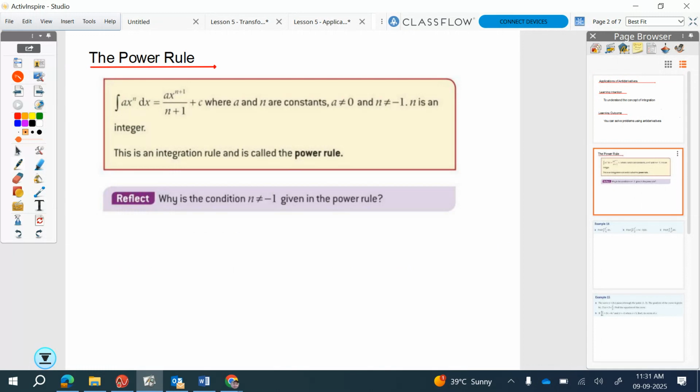Now, we cannot have n equal to -1. Why not? If n is equal to -1, it's going to be undefined, yes. If we add 1 to it, we're going to get a 0. You're going to get a divide by 0 there in the bottom.